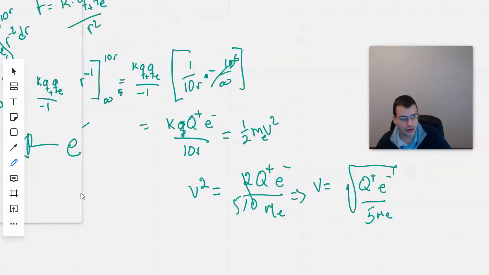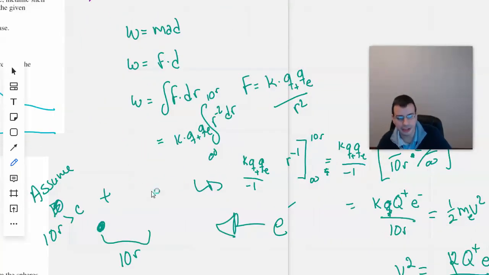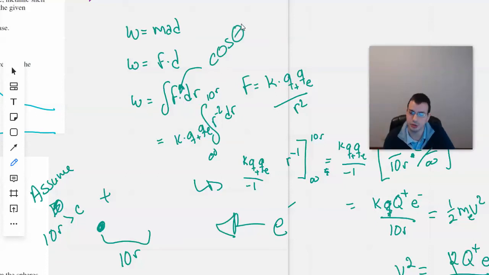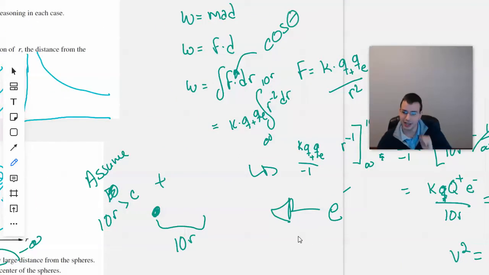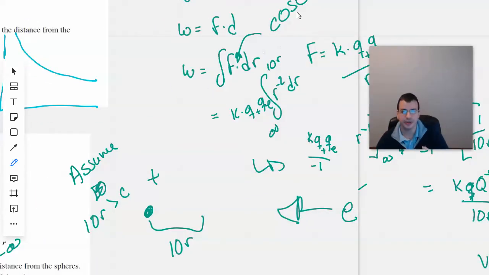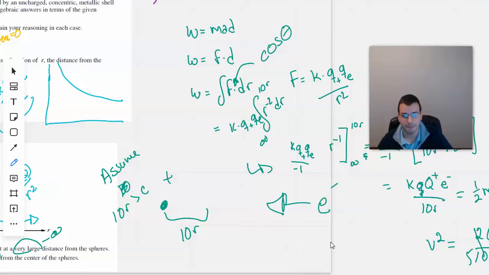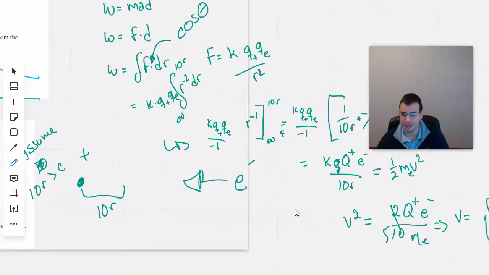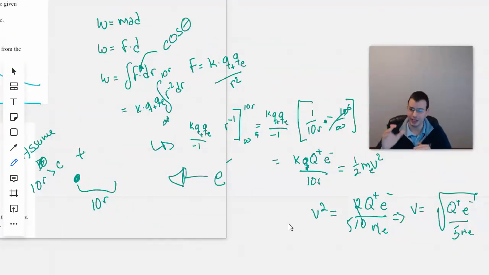One other thing to note: this dot over here is not really a multiplication symbol but a dot product. The dot product has to do with the cosine of theta. There's a cosine of theta in there, but since the electron is moving directly at these spheres, theta equals 0, so the cosine of 0 is 1. It can be safely ignored and treated as just a multiplication, and that's why I was able to do that. If it was moving off at a funny angle, that would be different.